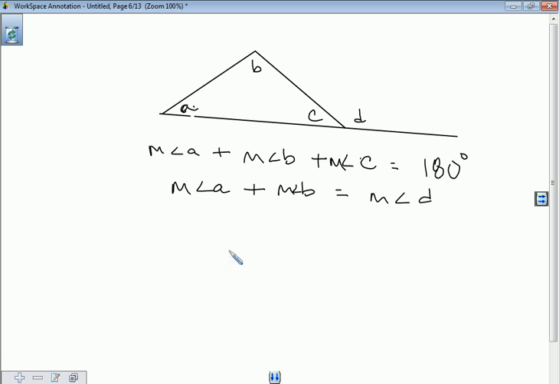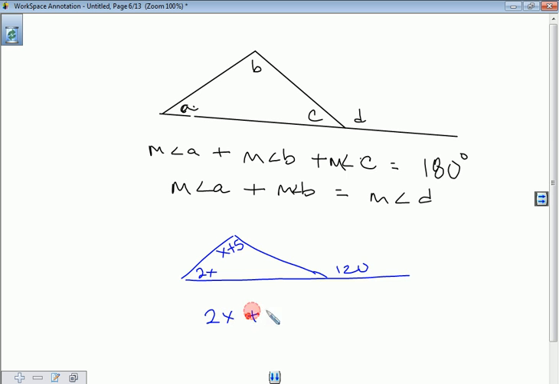So you might see this one something like this. Let's say this is 120, and this is 2x, and this is x plus 5. Find x. So we'd say 2x plus x plus 5 equals 120. So 3x equals 115.